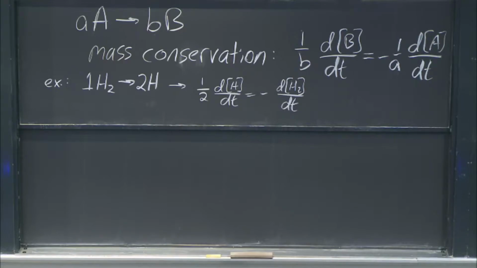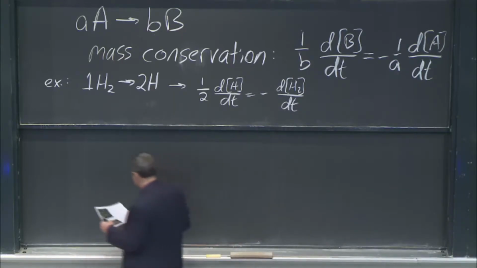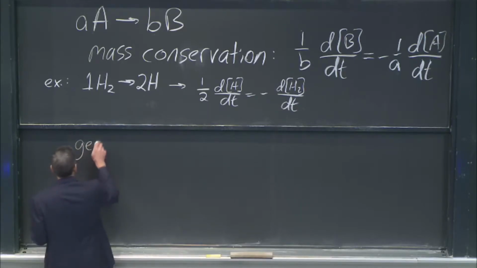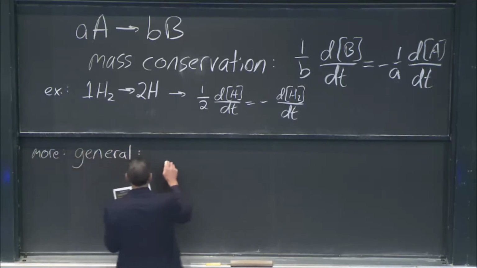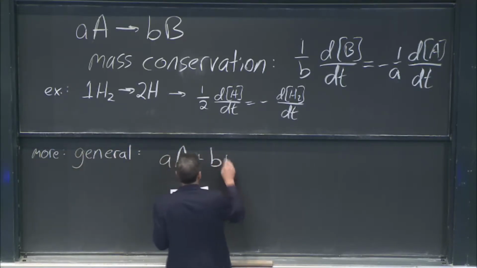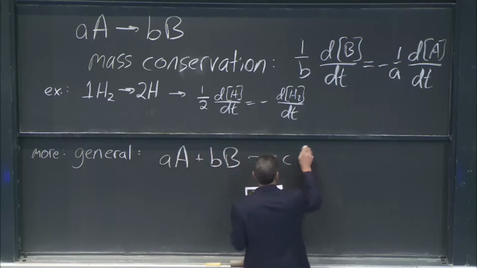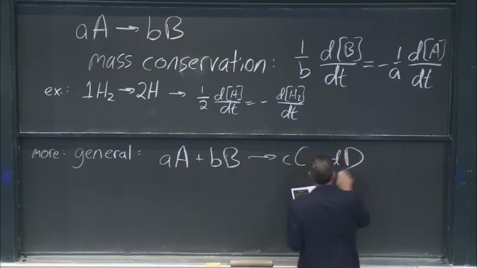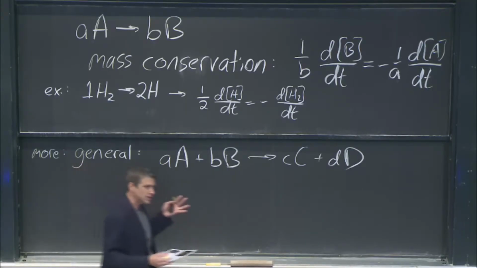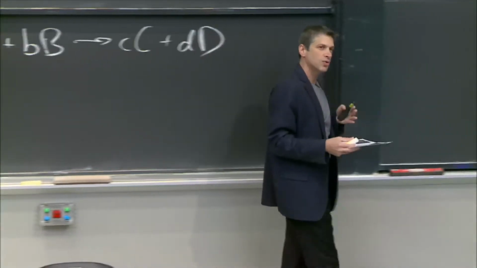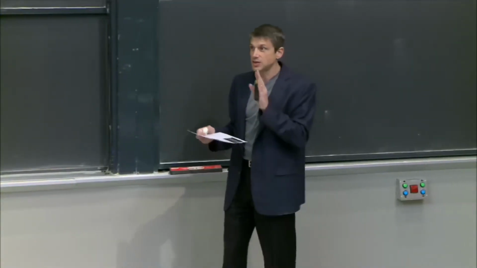Well, there's another thing, which is we can go more general. Let's have more than just A to B. Let's have aA plus bB goes to cC plus dD. So now I've got 4 things: 2 reactants, 2 products. A and B are the reactants, C and D are the products, and they've all got their coefficients. You could look at the change in any one of these and know the rate.